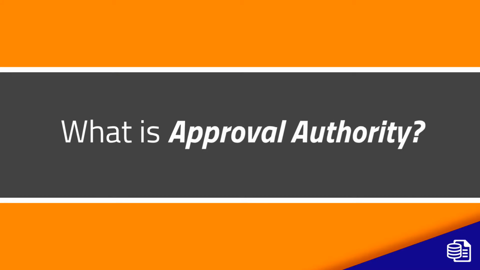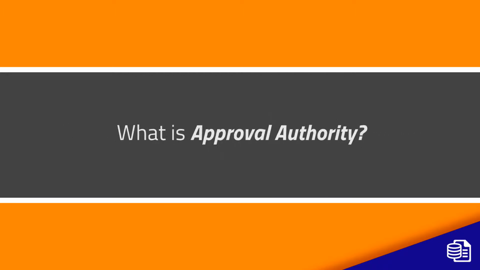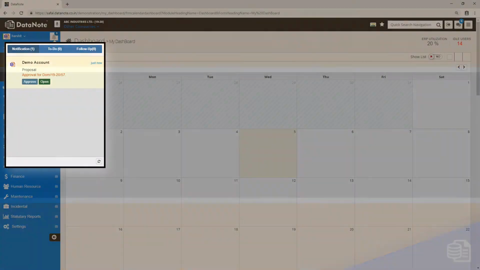Let's say you have a sales executive who is working under sales head. Now assume that the sales executive received an inquiry and he makes an official proposal against it. Once the proposal has been generated, sales head will receive a notification mentioned that a new proposal has been generated from relevant user and it requires approval from you.